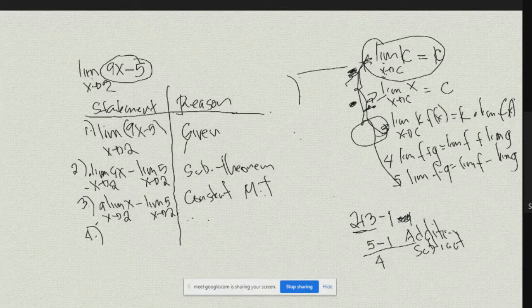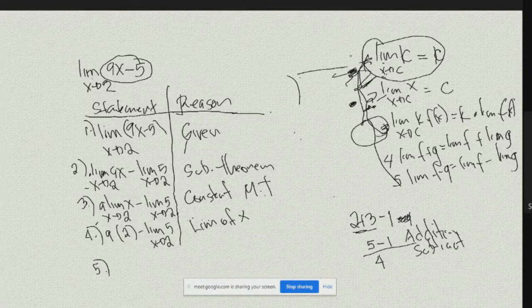O, unahin ko muna si number 2. Okay? Halimbawa, yun ang gusto ko, si number 2. 9 times 2 minus the limit of 5 as x approaches 2. So, dalawang isa ko dyan, the limit of x as x approaches c is x. Ayan. O ngayon, sino na pwede ko i-apply dito? Si number 1, si limit ng constant.